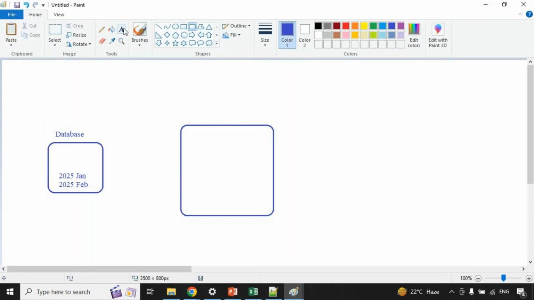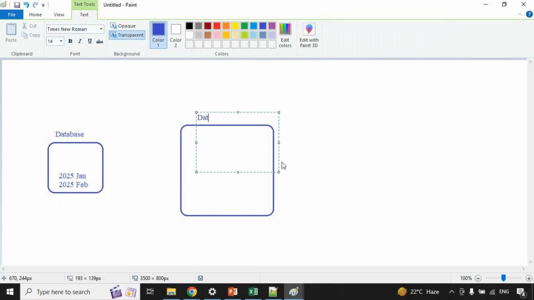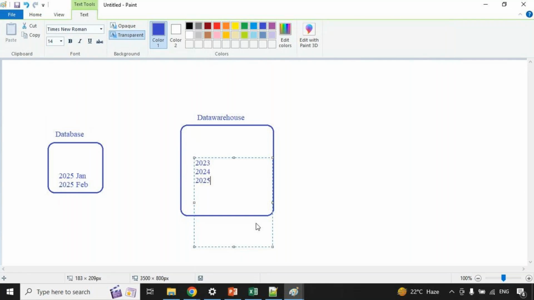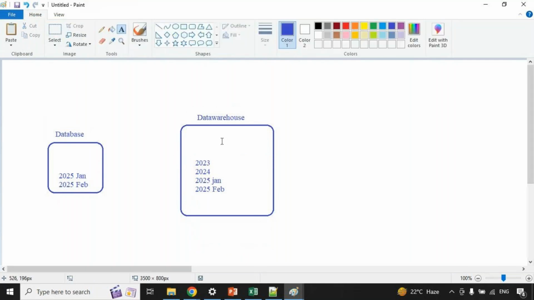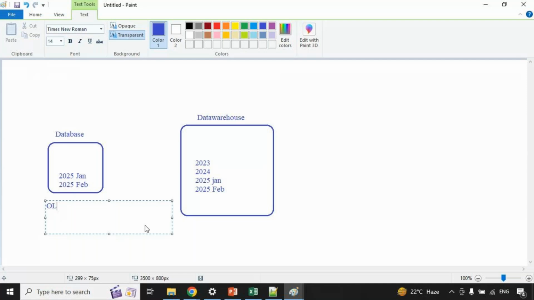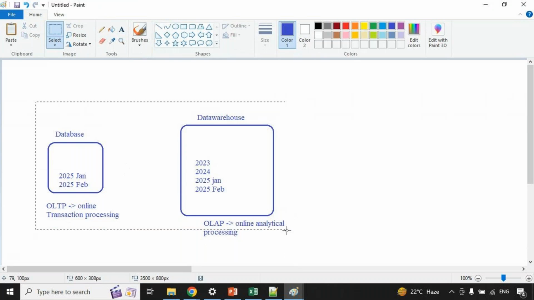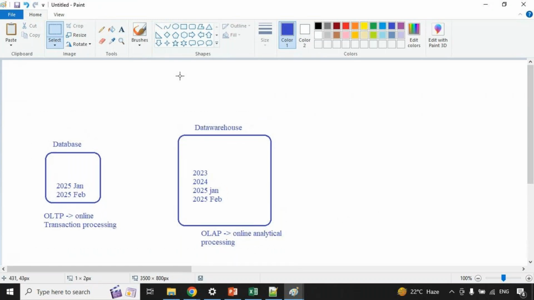There is a data warehouse where we maintain the historical data. Consider I have transactions from 2023, 2024, 2025 Jan, 2025 Feb. Historical data like this is maintained in the data warehouse. The database handles transactional data, OLTP, online transactional processing. This is the OLAP operation, online analytical processing. We can do analytics on top of this, and mainly, guys, we maintain the history of the data here.